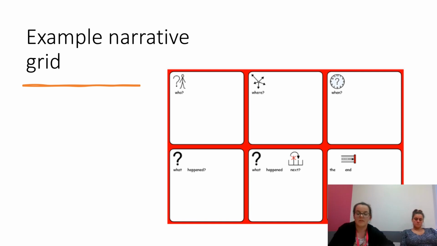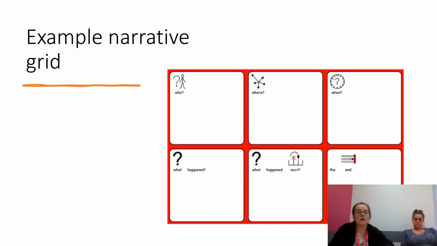And these are all the important pieces of information you need in the story to be able to understand what's going on. So you need to know who's in the story, where the story happened, when it happened, what happened, potentially maybe what happened next if you think they can provide that level of information, as well as the end or the resolution to the story.